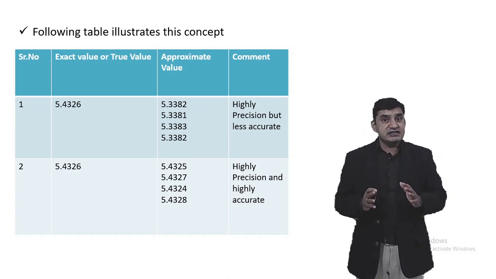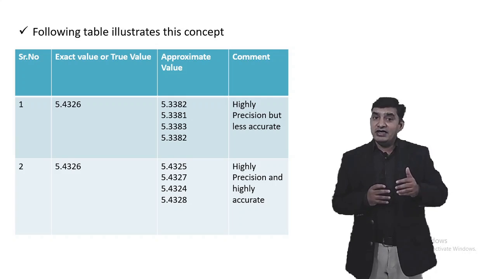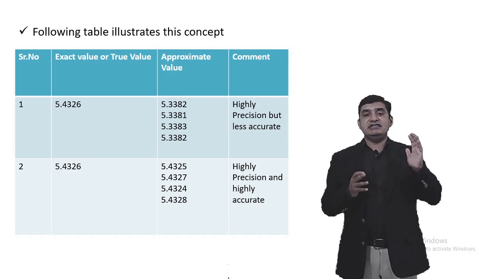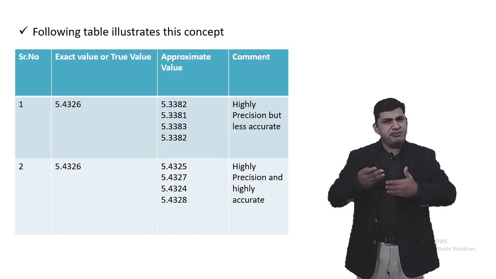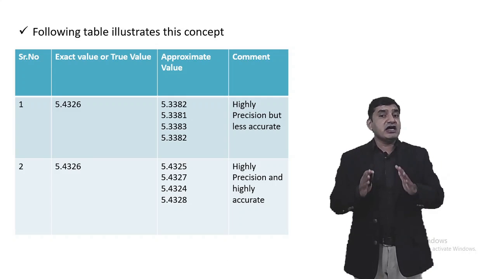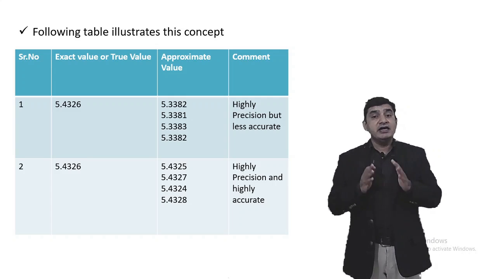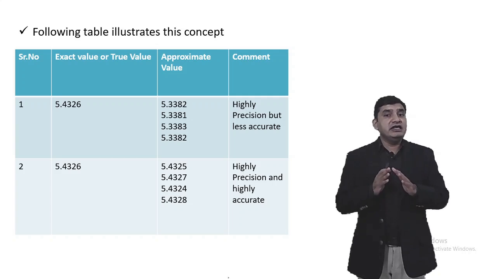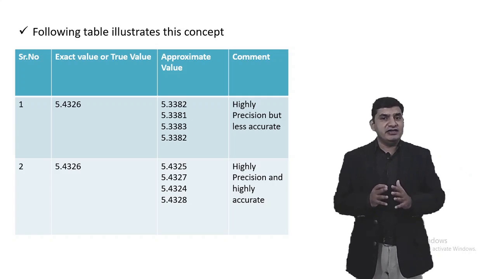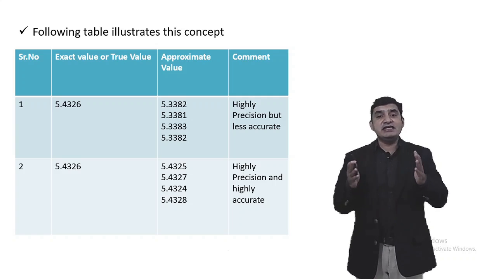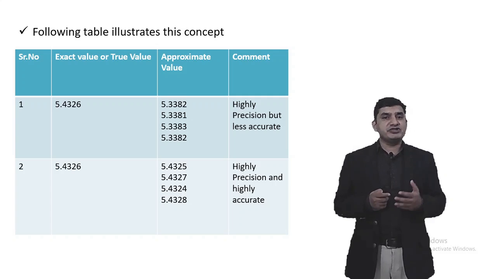Okay, so this is highly accurate, and it is also precise. The approximate value is also precise. It is repeated, and therefore it is highly precise and highly accurate. Okay, if the value changes, then it is less precise. Okay, so this is related to accuracy and precision.